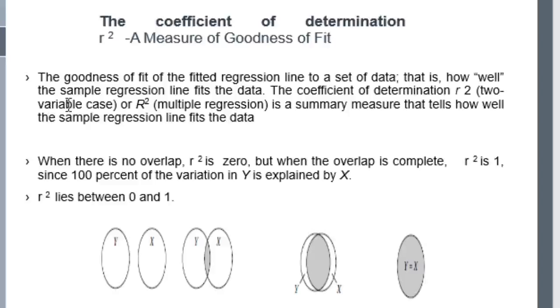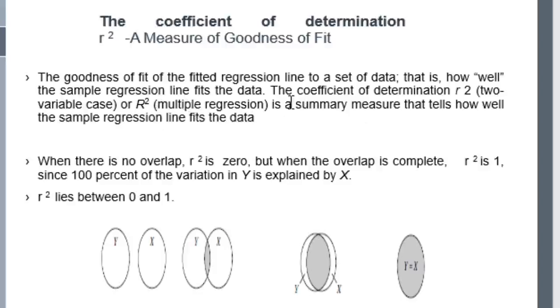The coefficient of determination is defined as r square. The small r square is used in the case of a two variable model, and capital R square is used in the case of a multiple regression model. If the number of independent variables is more than one, we will use the capital R square, or the multiple R square, or the coefficient of determination R square.